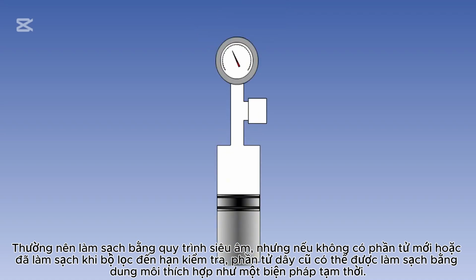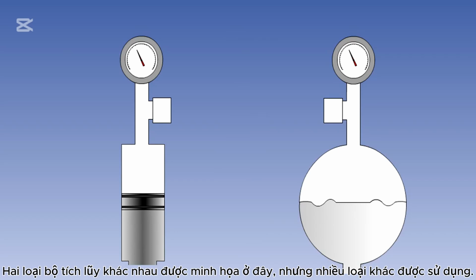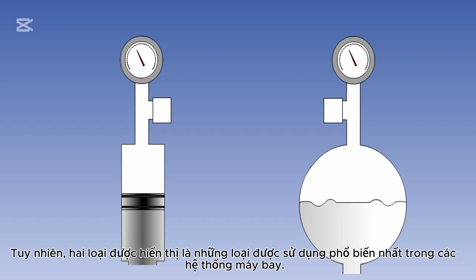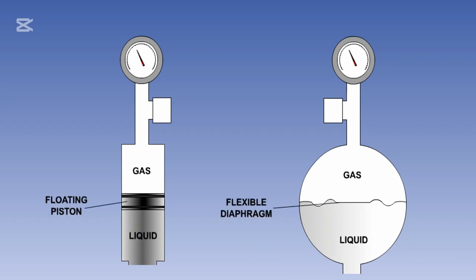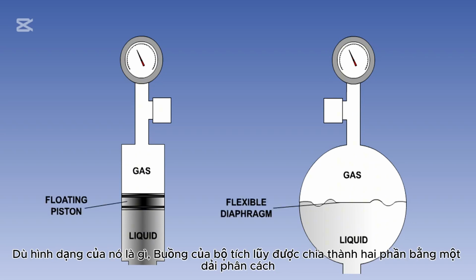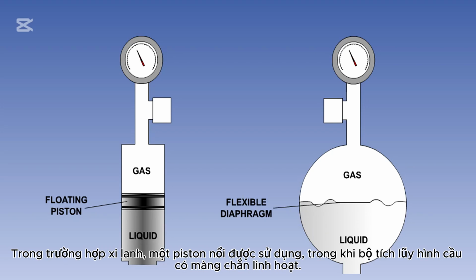An accumulator is a device used to store hydraulic fluid under pressure. Two different types of accumulator are illustrated here, but many other types are used. However, the two shown are those most commonly in use in aircraft systems. Whatever its shape, the chamber of the accumulator is split into two parts by a separator. In the case of the cylinder, a floating piston is used, whilst the spherical accumulator has a flexible diaphragm.